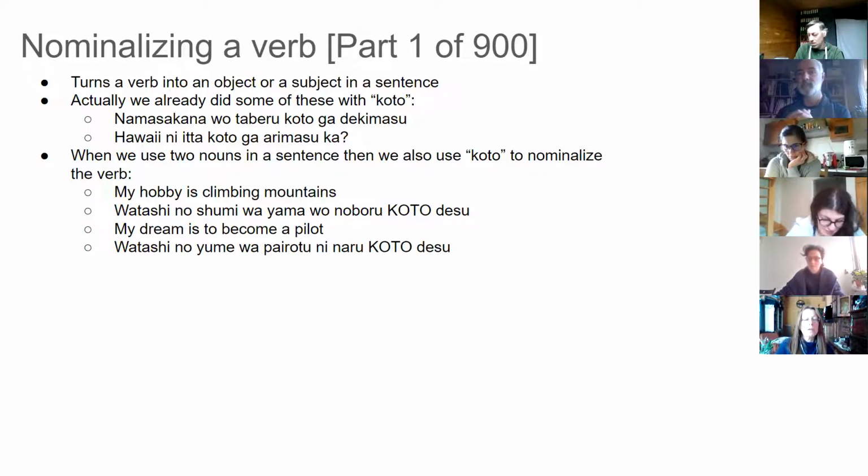So it's best to understand this in the context of how it's used. For example, in this case, my dream is to become a pilot. My hobby is to climb mountains. My nightmare is trying to speak Italian with Italian people.